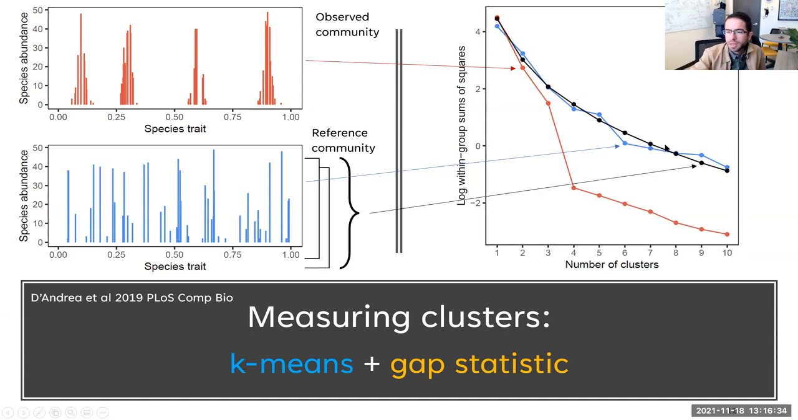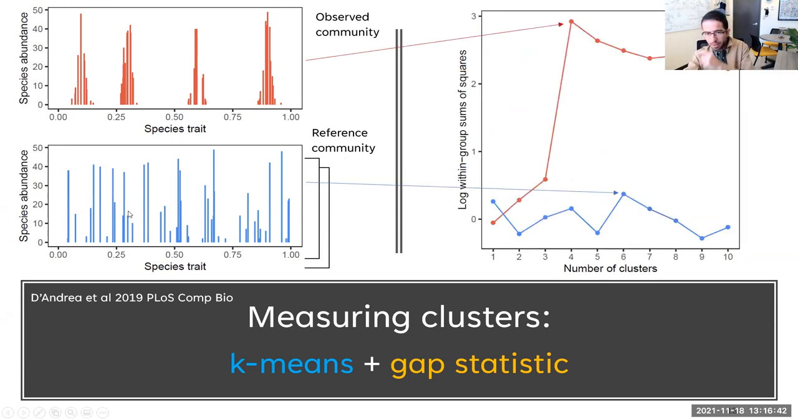Then you can take the mean, and then you can compare what you actually observe for your data against the expectation from reference communities that you know to not be clustered, right? When you do the difference between that red curve and a black curve, you get something like this. This curve peaks at 4, indicating that indeed there are four clusters here, right? You try to do that on your reference communities, you get something like this, indicating there are six clusters here.